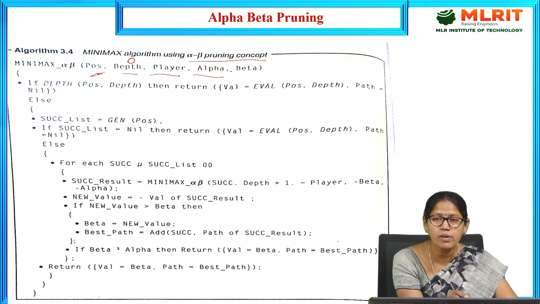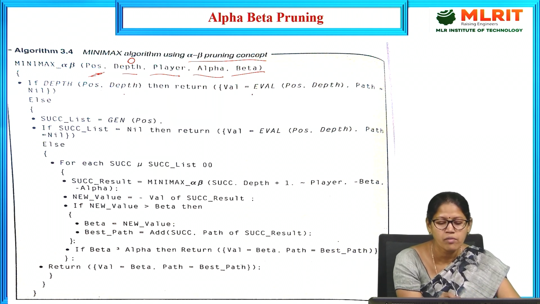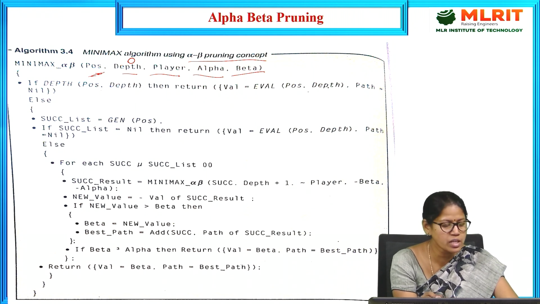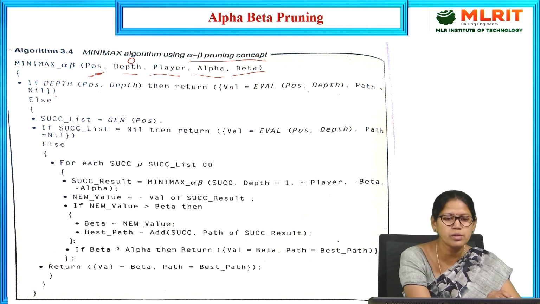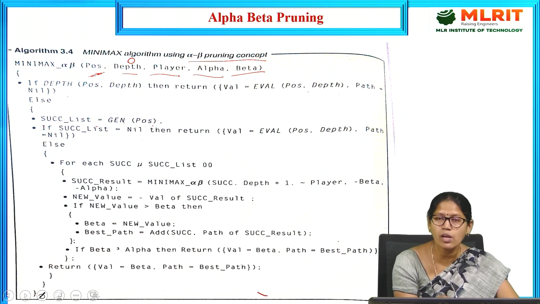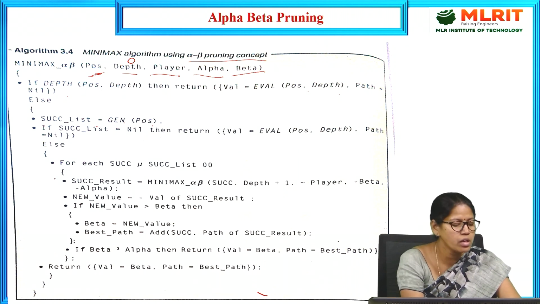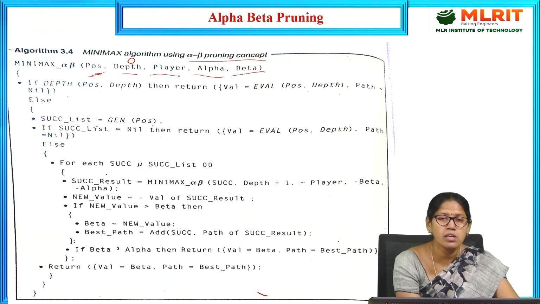Next, what is the alpha value? Initially, what is the beta value? Minus infinity and plus infinity. If depth reached, then return value equal to evaluate position, depth, path equal to nil. Then it will go to the else block, and it will explore the successor list and generate the positions. Next, if successor list equal to nil, then again return the value, meaning whatever value is there will be returned. That is the optimal value. Okay. Else again it will go to the next loop.